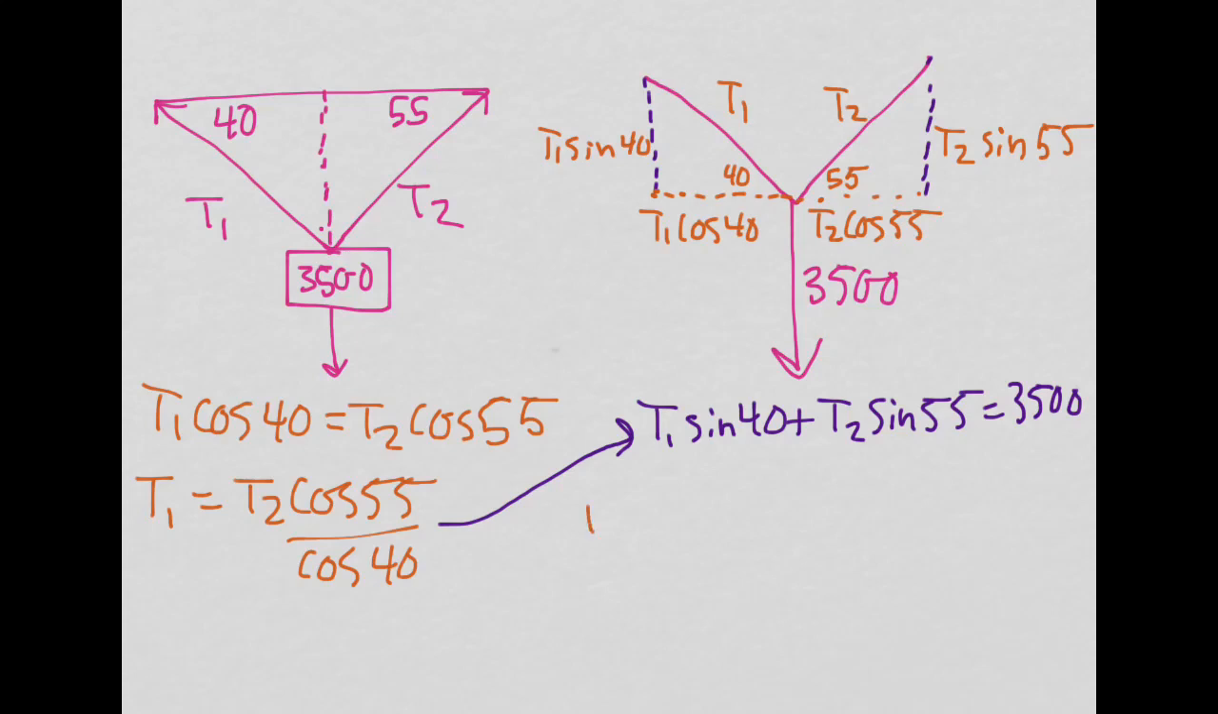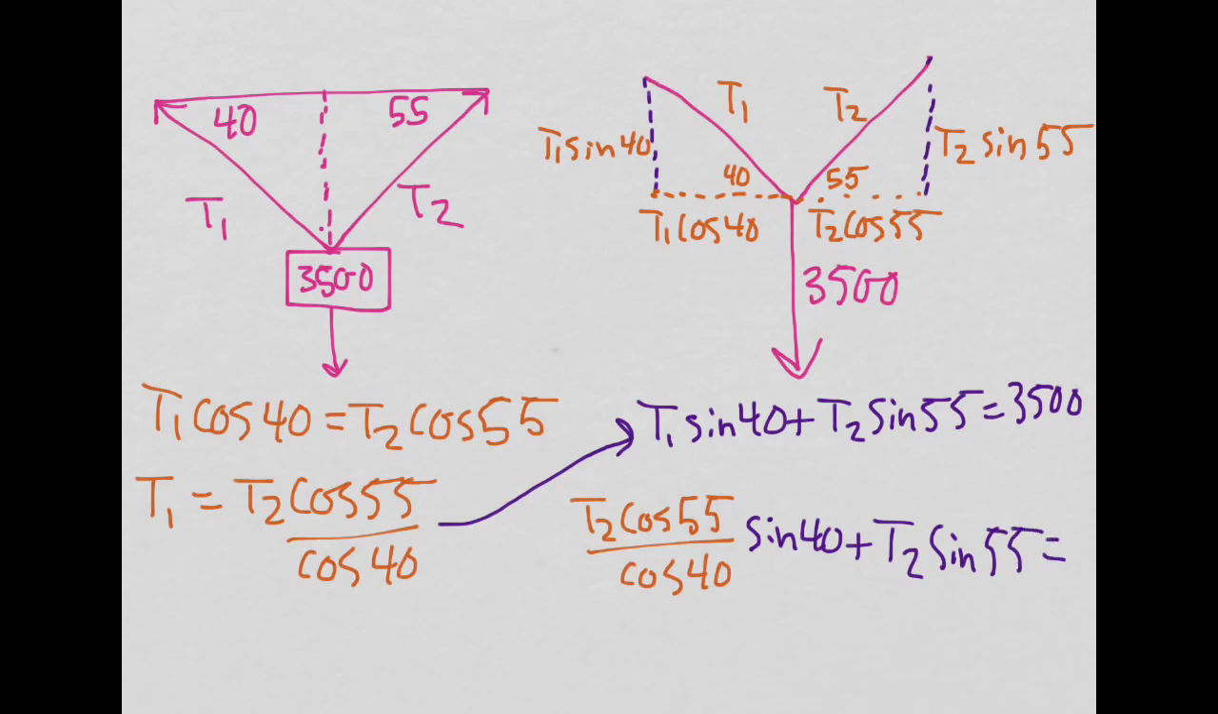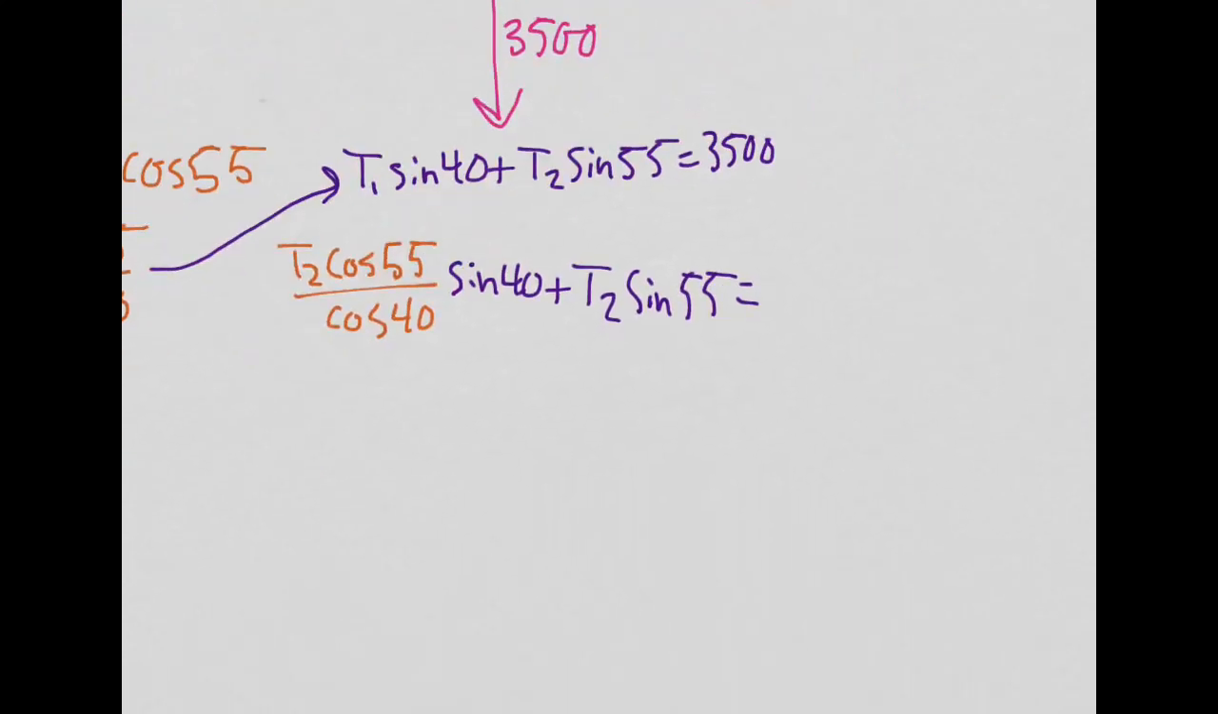So we do that, we're going to get T2 cosine of 55 divided by cosine of 40 times the sine of 40 plus T2 sine 55 equals 3,500. All of that just from what we did right there. Gave myself a little more room on the screen. And now let's go ahead and factor out T2 so we can solve for it and get a value. So pull T2 out of there, factor that out.